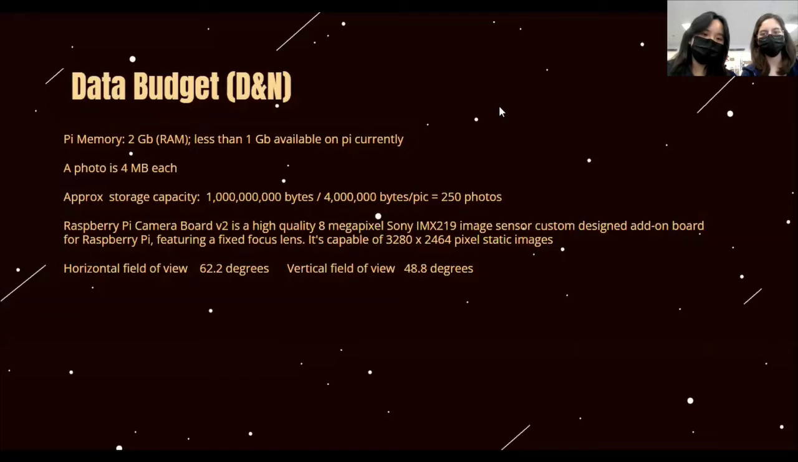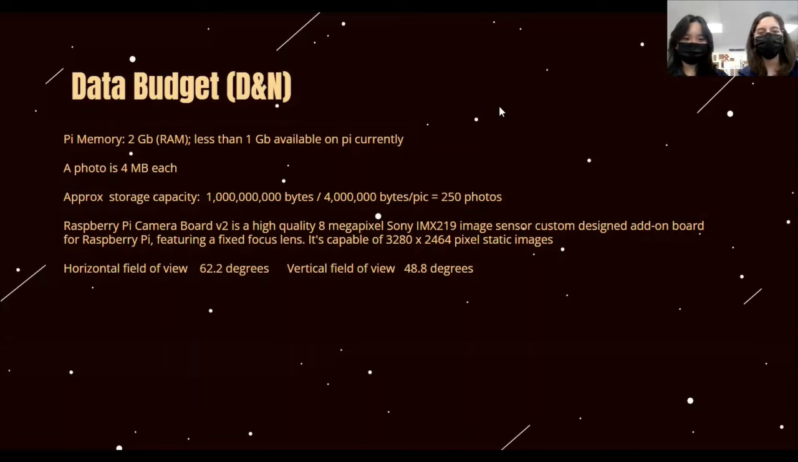So for the data budget, we figured out that the Pi memory had 2 gigabytes of RAM. However, there was less than 1 gigabyte available. With each photo being 4 megabytes and the Pi having 1 gigabyte of RAM, we divided the two and calculated that it would be able to hold approximately 250 photos.